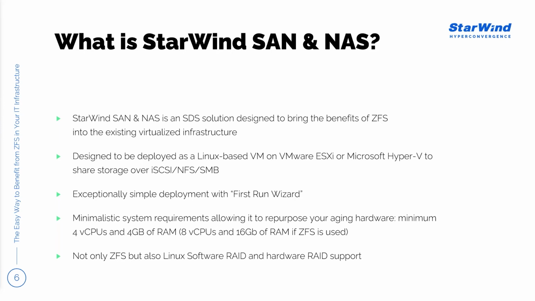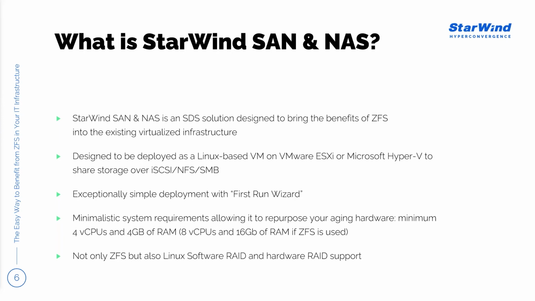Pretty much you do not need a steep learning curve or some additional knowledge. Basically, the first run wizard does everything for you in terms of the configuration of the ZFS pool and creating disks on top of it. Also, it has minimalistic system requirements, allowing StarWind SAN NAS to help you repurpose your aging hardware, or of course to be deployed on new infrastructure, and just give them a new life and use them for SAN or NAS purposes. So again, here are the minimum requirements. These are just 4 vCPUs and 4 GB of RAM. And in case ZFS is used, 8 vCPUs and 16 GB of RAM.